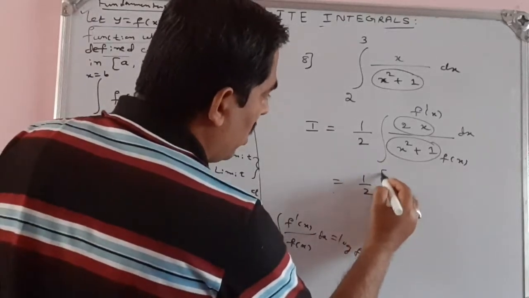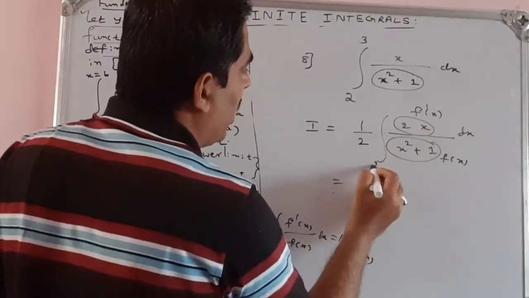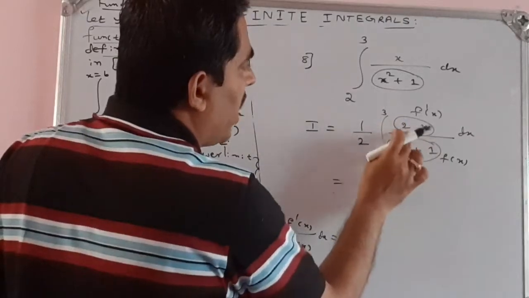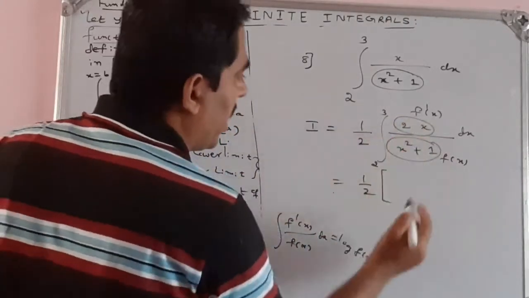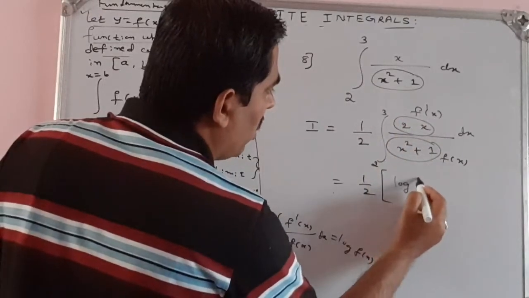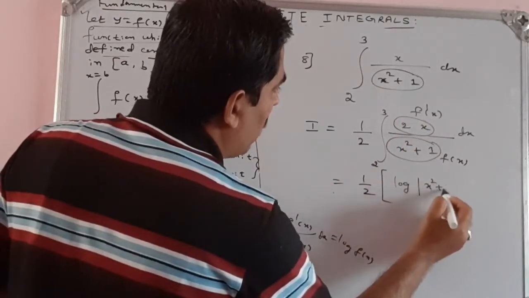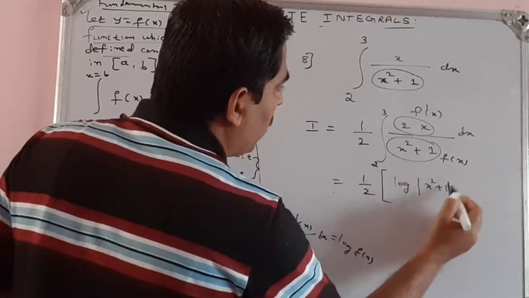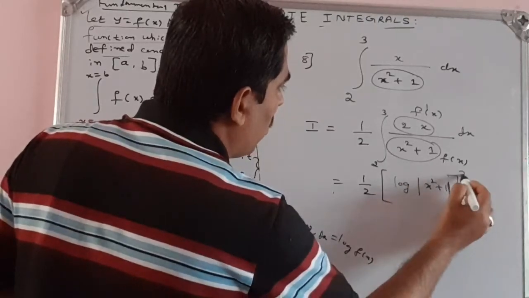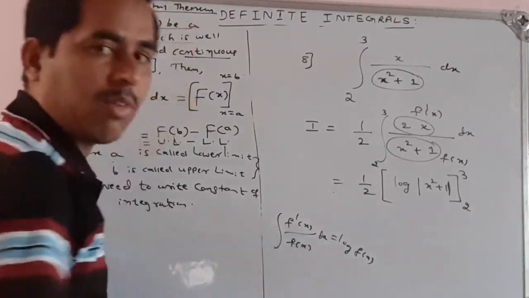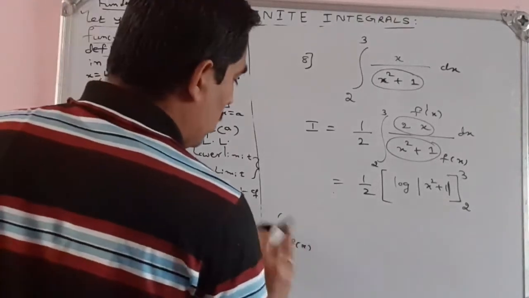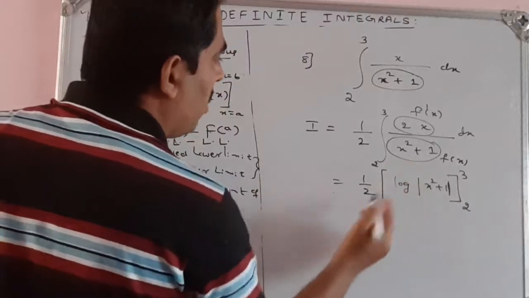So half into, from 2 to 3, 2x divided by x square plus 1. If I differentiate the denominator, I get the numerator. So I can write that as log of mod of the denominator, x square plus 1, with the limits 2 to 3. We cannot forget those limits. So I have used this standard form. Then we have to apply the upper limit minus the lower limit.